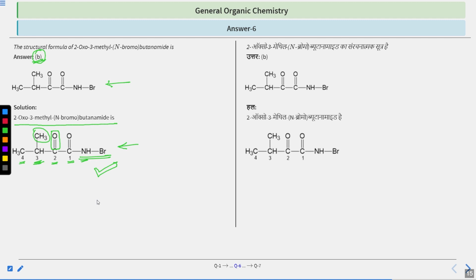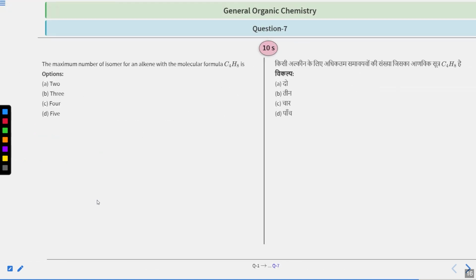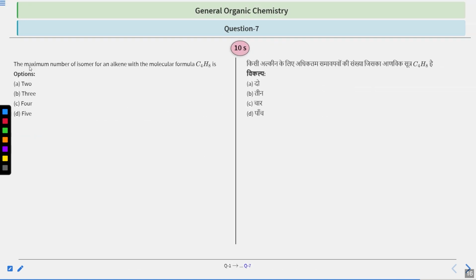Okay. Let's move on to the next question. Question number 7. The maximum number of isomers for an alkene with the molecular formula C4H8. So basically, if you have a molecular formula C4H8, which is an alkene, what will be the maximum number of isomers it can have?